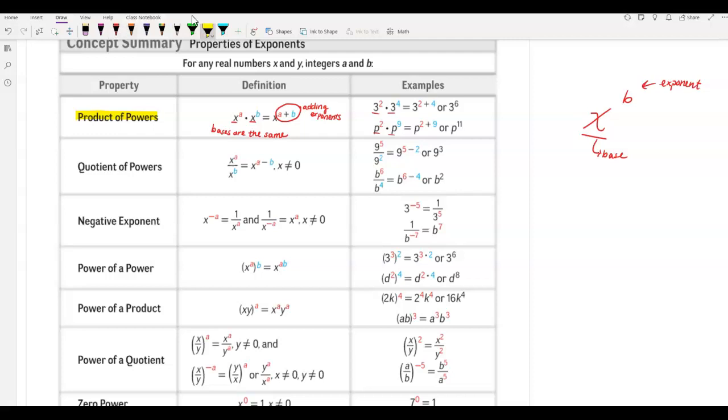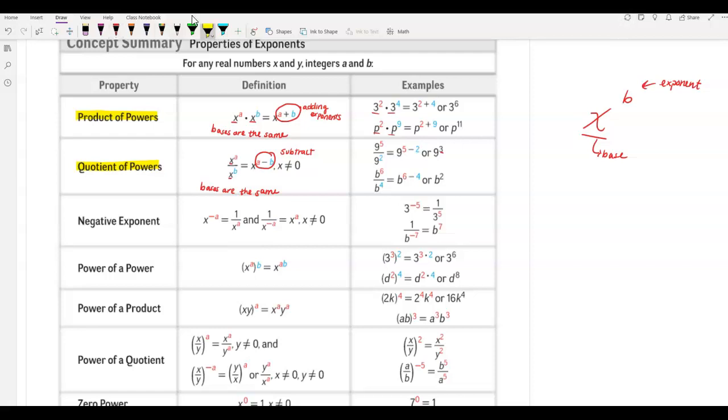Next, we have quotient of powers. Once again, our bases are the same, x and x, so bases are the same. But when we're dividing, in actuality, we end up subtracting our exponents. So here we have 9 to the 5th divided by 9 squared. 5 minus 2 gets us 3. Next example, we have the same base, b to the 6th divided by b to the 4th. 6 minus 4 is b squared.